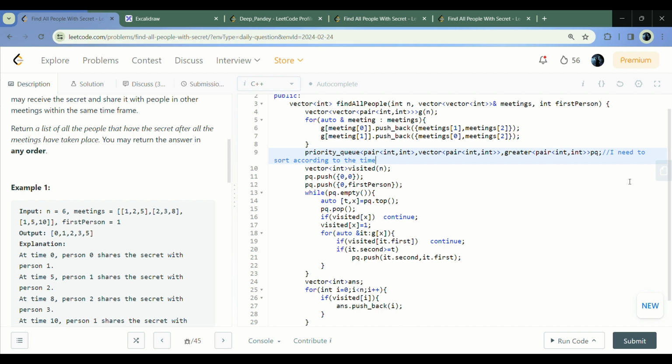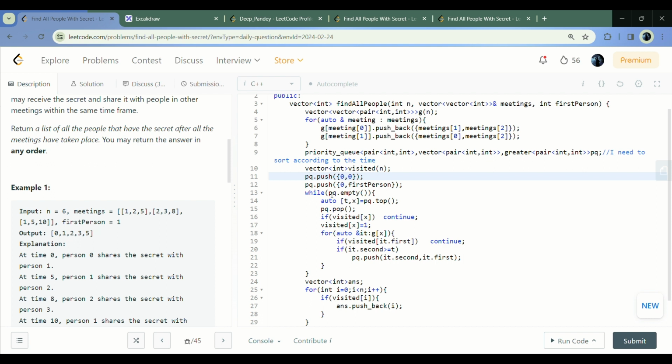Next, I have created a vector of integer type, which stores whether this person has had a meeting before or not. It tells that if one has already done the meeting, it means he or she knows the secret, so it will continue at that point. Now next I have pushed 0 comma 0 as the first person. 0 already knows the secret at time 0.